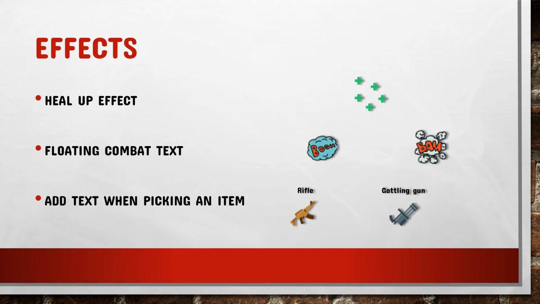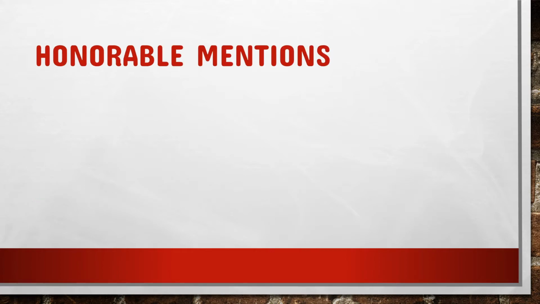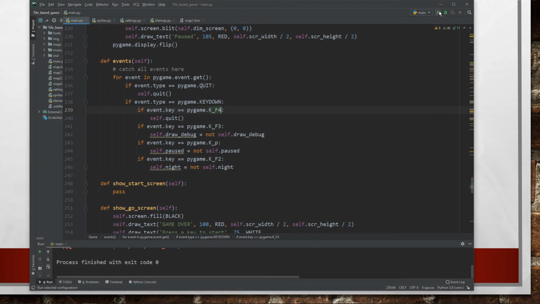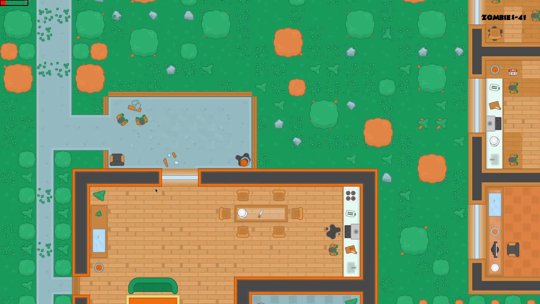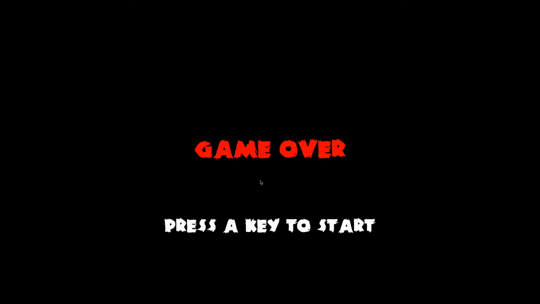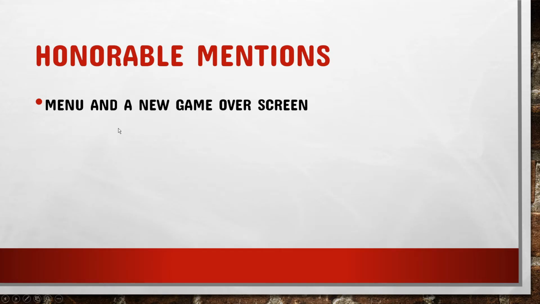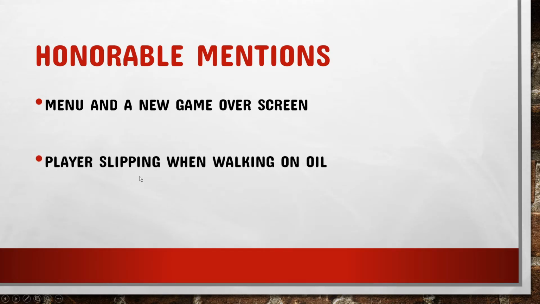And for the honorable mentions, which don't fall into any category, we've got a menu and a new game over screen, because for now, as you probably already saw, the game over screen isn't great. It's looking cool, but it's just blank, and I don't like it, and I would like to change it as soon as possible. That's for the menu, and I would also like to add a player slipping when walking on oil mechanic.